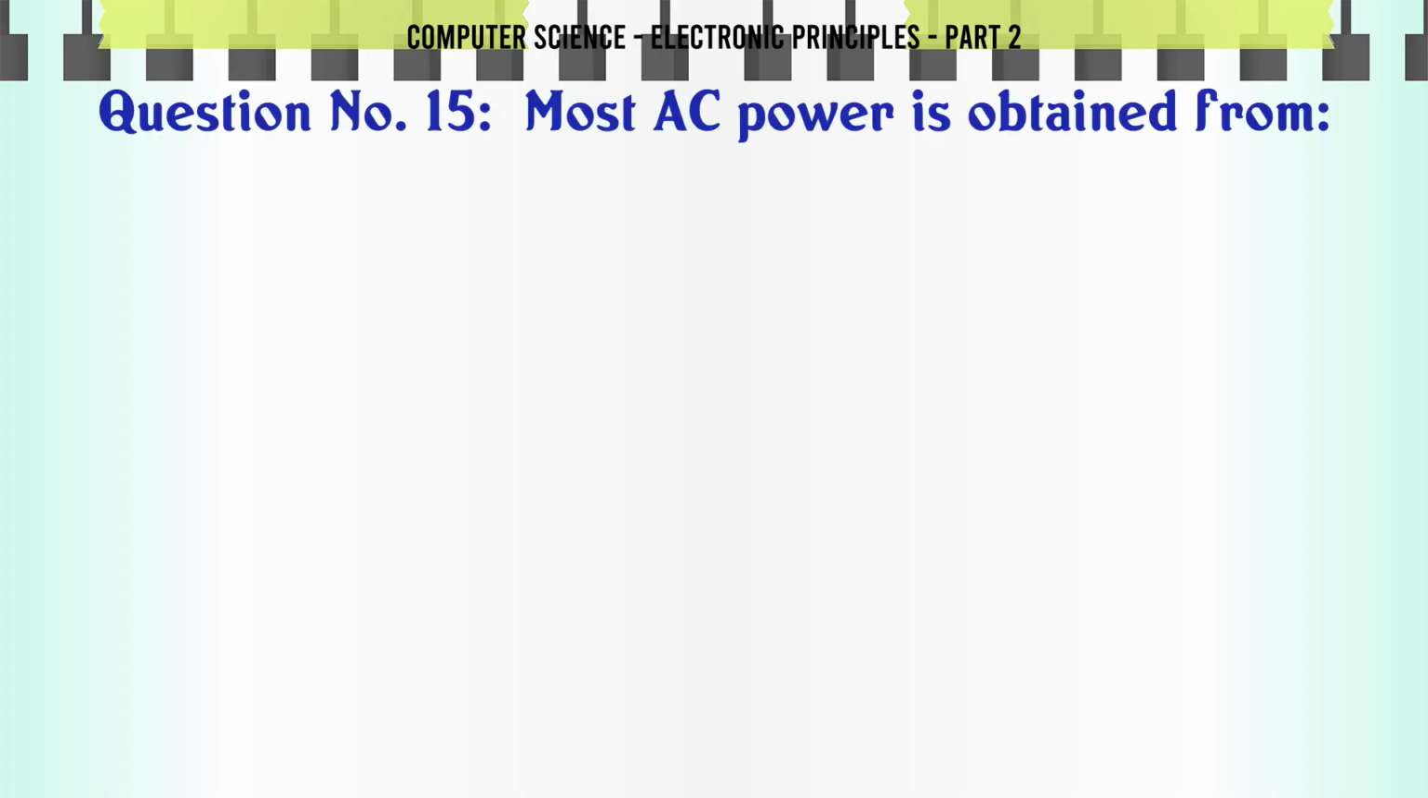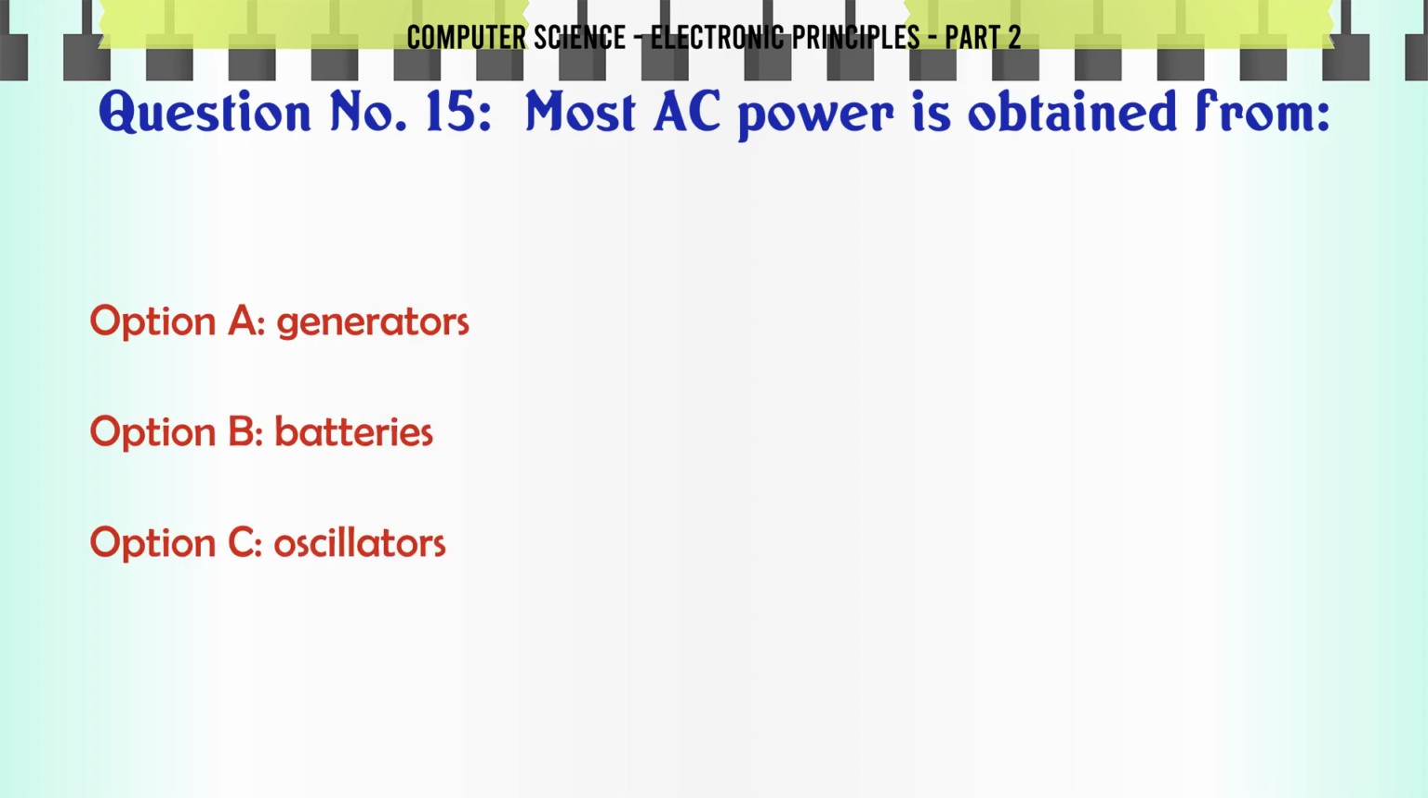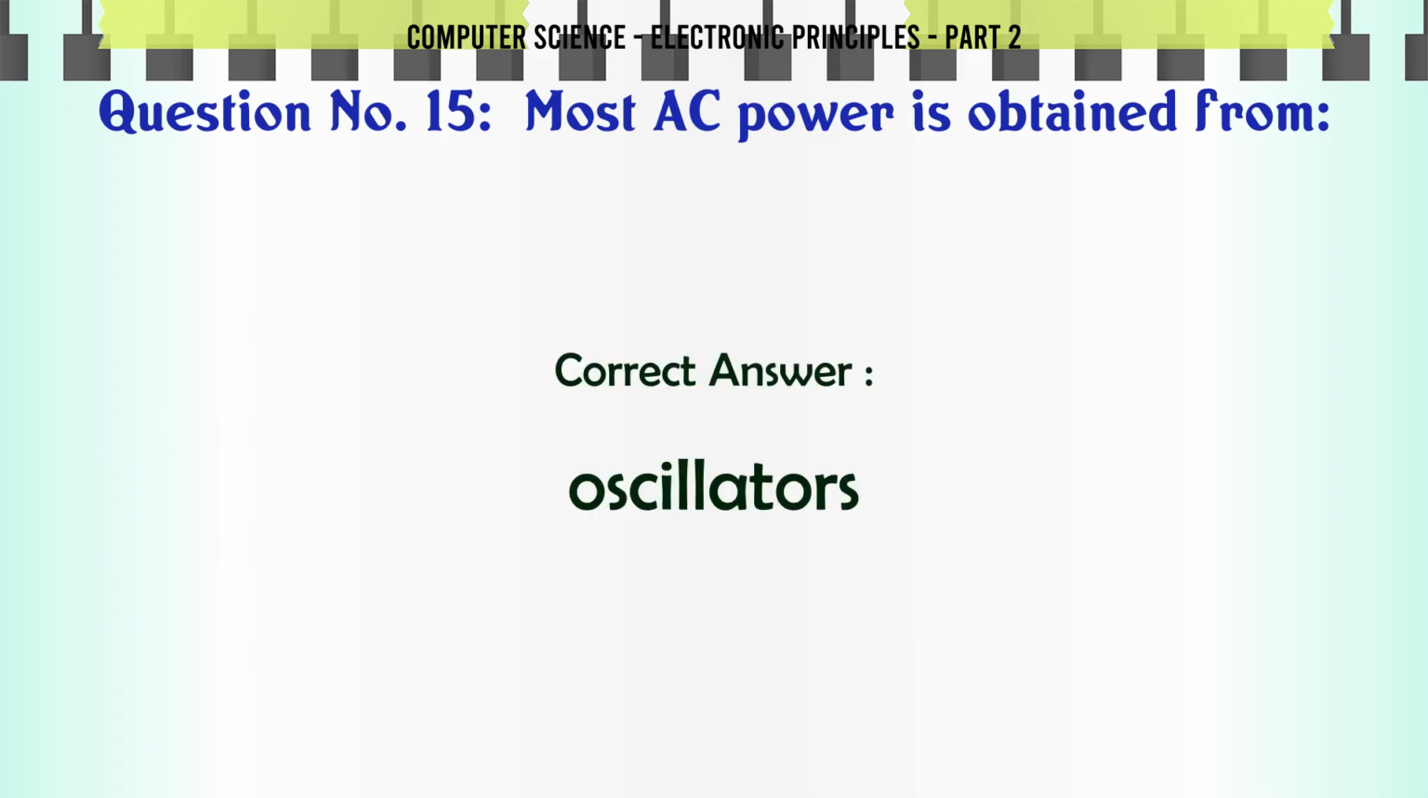Most AC power is obtained from A. Generators, B. Batteries, C. Oscillators, D. Lightning. The correct answer is oscillators.